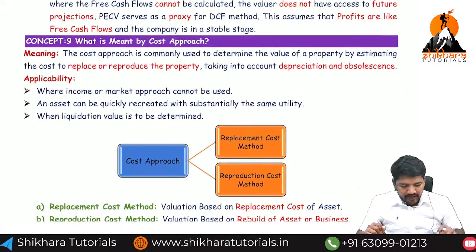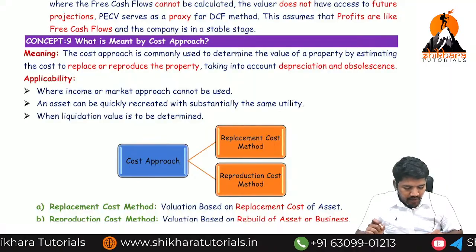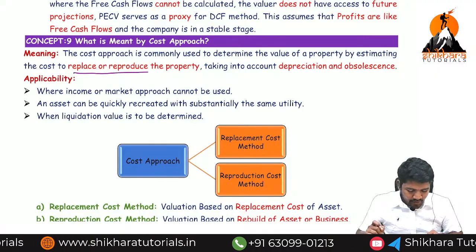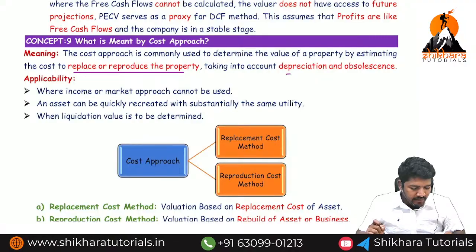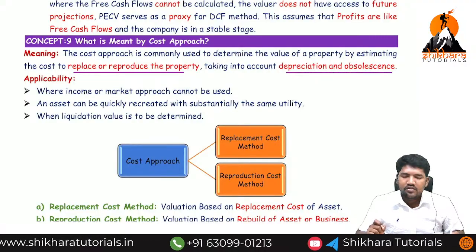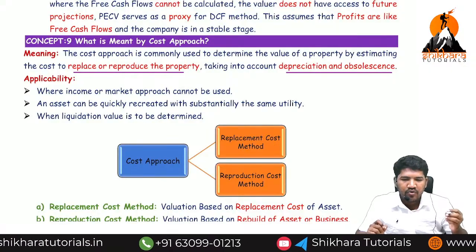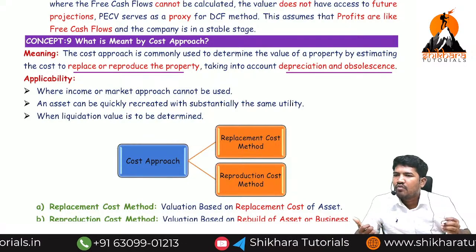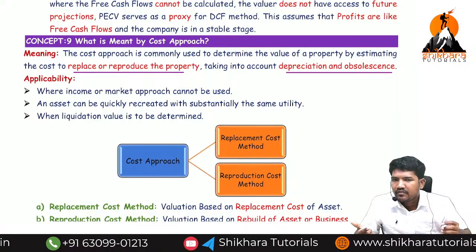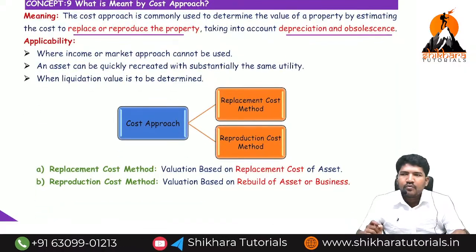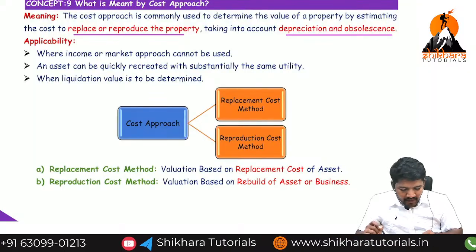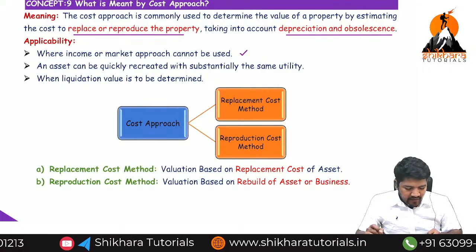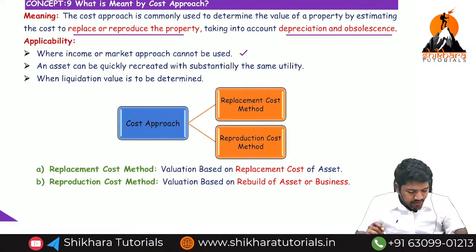Done. Now, what is meant by cost approach? The cost approach is commonly used to determine the value of a property by estimating the cost to replace or reproduce the property, taking into account depreciation and obsolescence. Why? Because from an asset's point of view, the very important things you have to learn are depreciation and obsolescence. And if it is an intangible thing, you have to focus on amortization. Guys, clear?